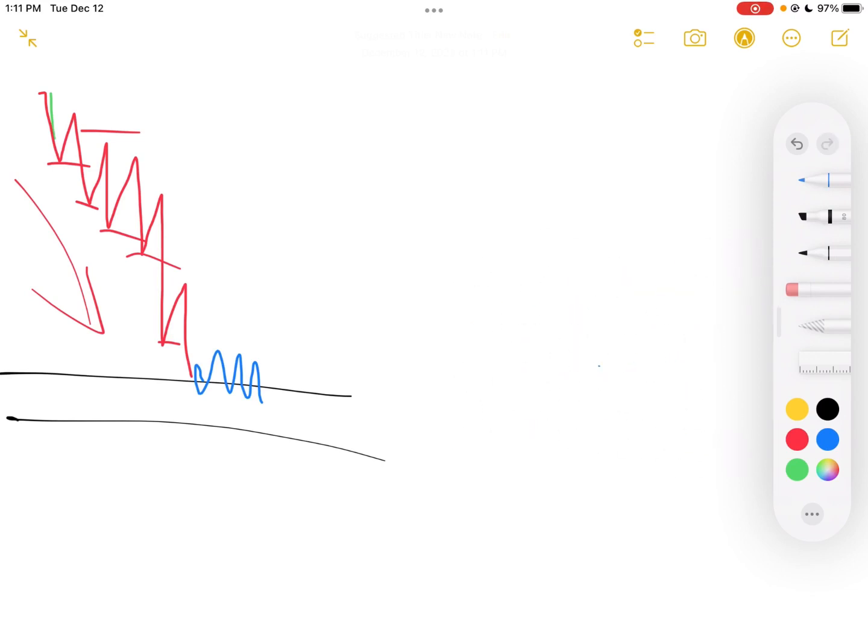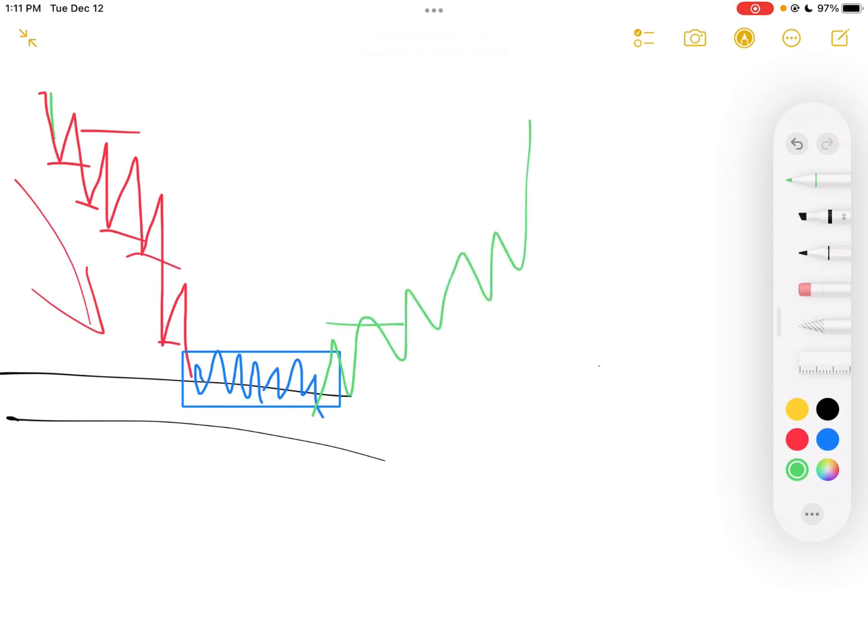So now let's get back to business. Now this is the consolidation, right? This is the consolidation. Then you can see buys, right? And these ones are taking out highs, and not taking out lows.